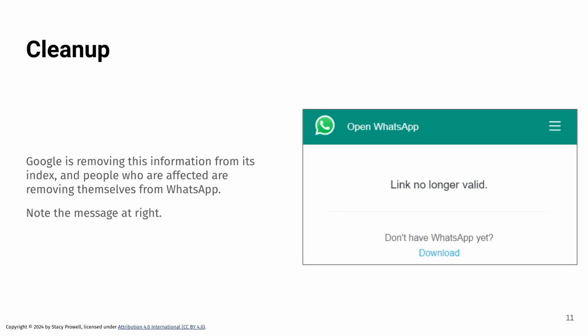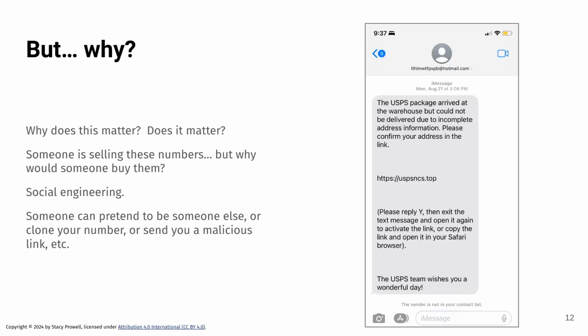Well, before we get to that, I will tell you that Google has been removing this information from the index, or at least they say they have. If you have strong Google-fu and can find some clever ways to search for that information, you may still be able to find some of it. That's all I'll say. And some people have left WhatsApp. Conveniently, if you'd like to know if someone has left it, you can click on that and it will tell you the link is no longer valid, giving out more information about who is and who is not on WhatsApp. Not great. Don't do that.